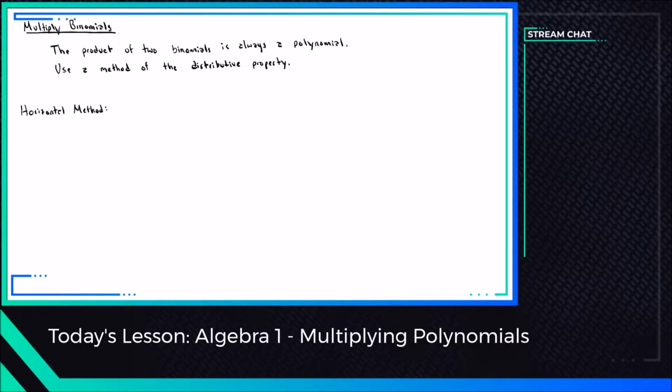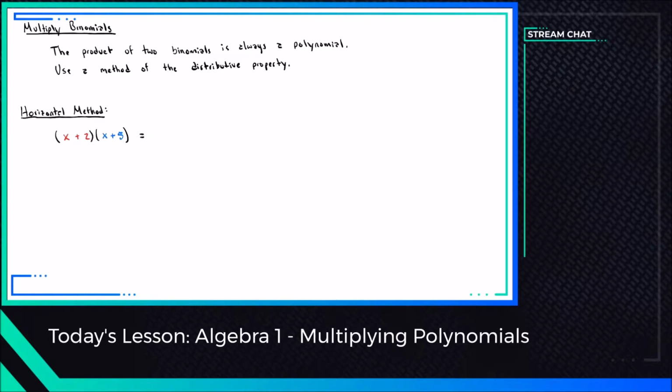Because the horizontal method is a lot more similar to the sort of thing that we'll be doing later in today's lesson. But I'm going to give a couple of binomials, the first one being x plus 2, and the second one being x plus 5. And we want to multiply x plus 2 multiplied by x plus 5. And we'll denote that by putting both of these in parentheses.